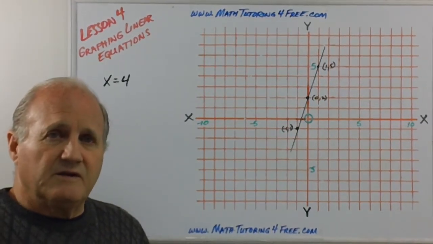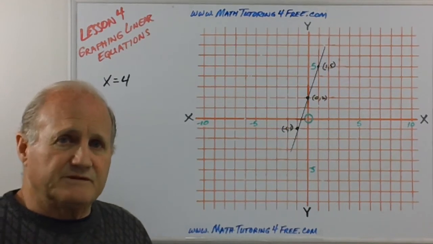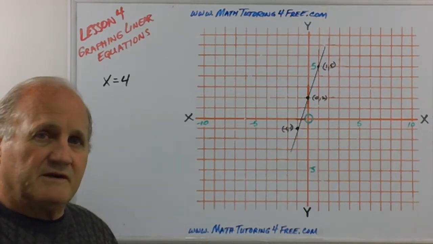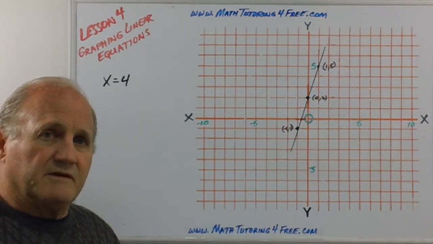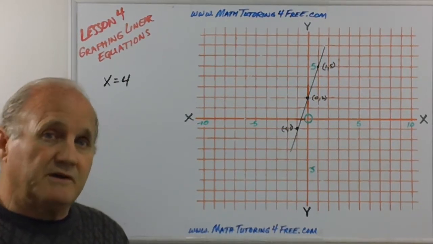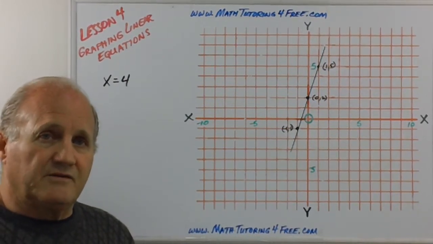I wanted to make one final video on this topic, and that's about horizontal and vertical lines. One of the things kids can get confused on: when we talk about equations of linear or first degree equations, they're always looking for an x and a y. Sometimes you don't have one or the other, and then that throws them off.